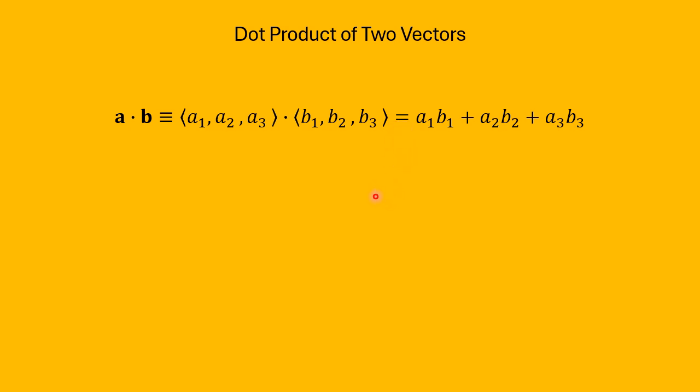Now you might wonder why we do something like this. Hopefully you remember. Suppose we have two vectors a and b and there's an angle theta between them. Then it turns out that the dot product of a and b is equal to the length of a times the length of b times the cosine of the angle between them.